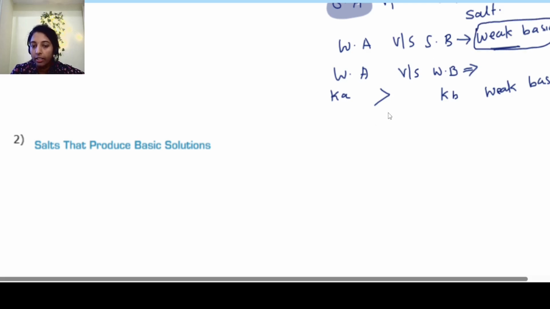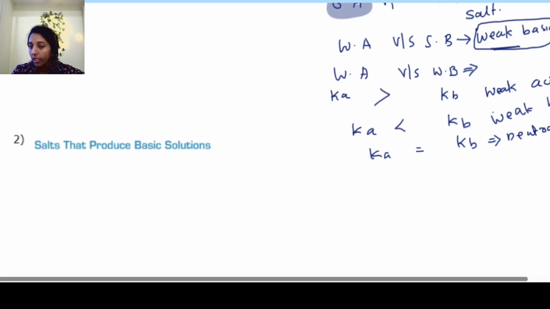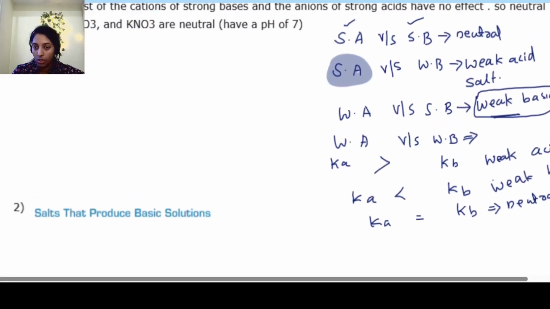And if Ka is lesser than Kb, oh sorry, this is Ka is higher, so this is a weak acid. And this time it will be weakly basic. And what happens if Ka is equal to Kb? Yes, that's the only possibility. Like in the weak acid, weak base case, it can be neutral at this state. So that's all about the salt.